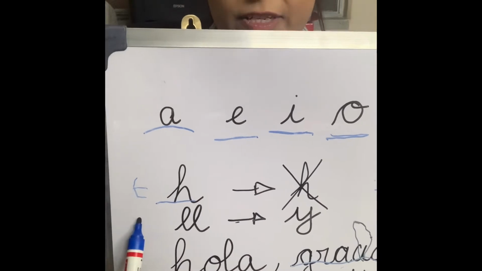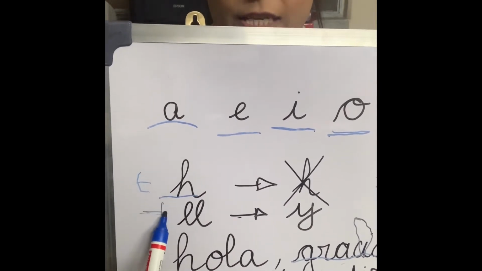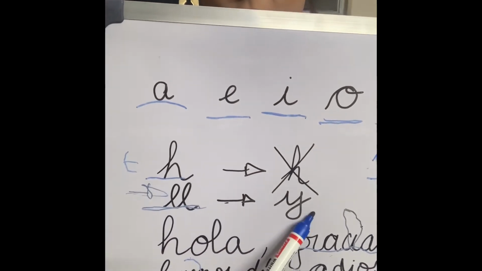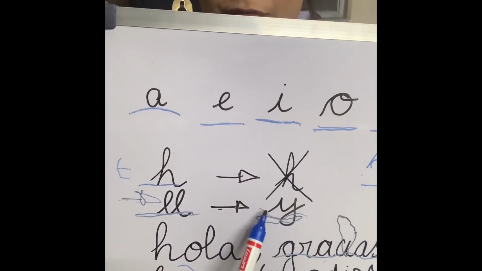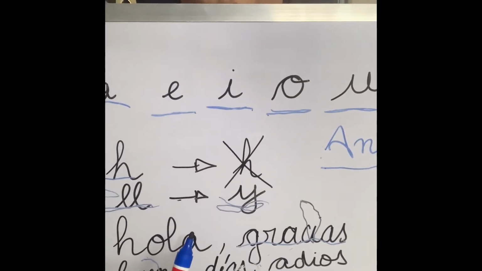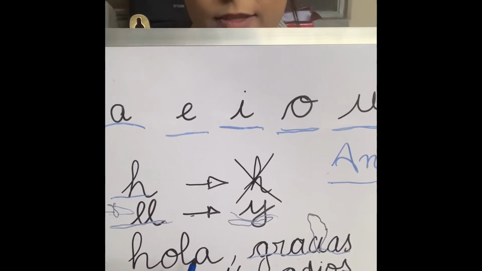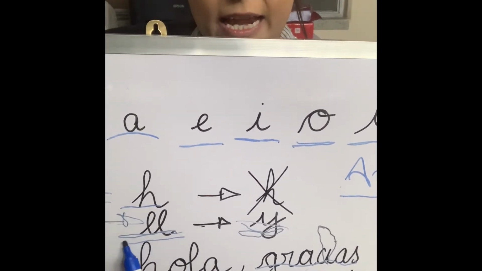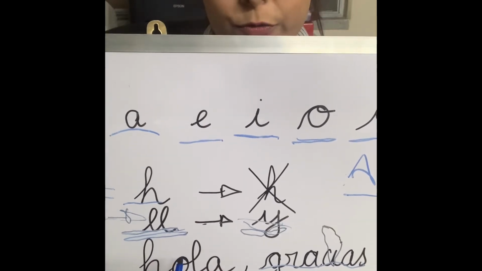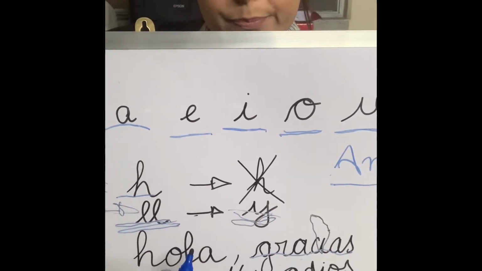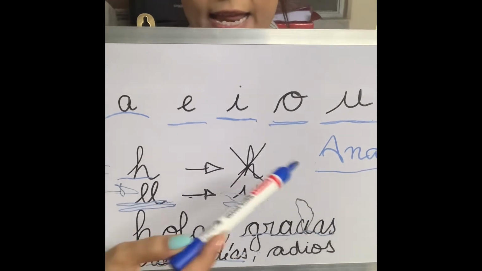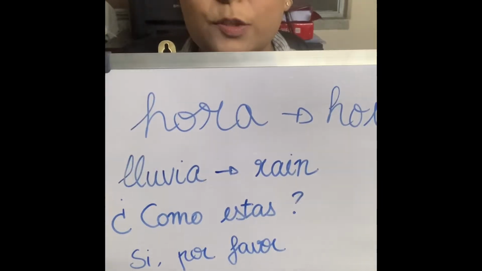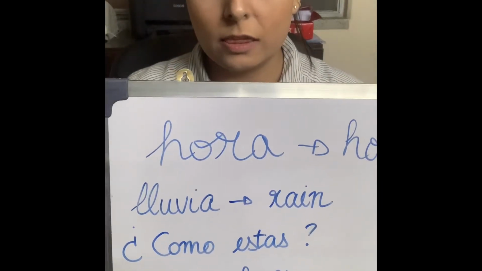And another difference with English is double L is pronounced as ya. So for example, the word lluvia is rain. It's not written with Y but with double L. So now I'm going to show you a few more examples with these letters for you to understand how to pronounce them further.